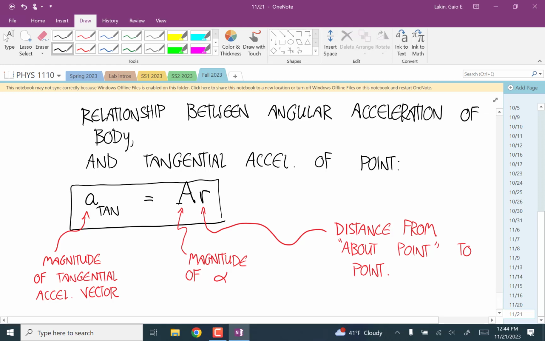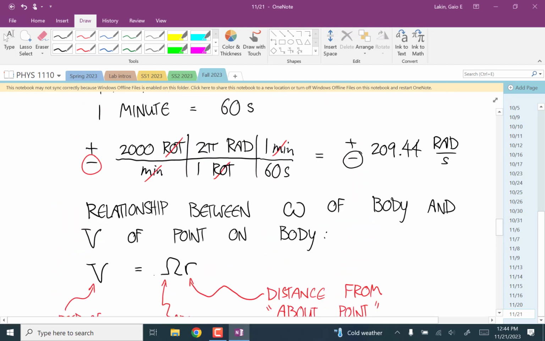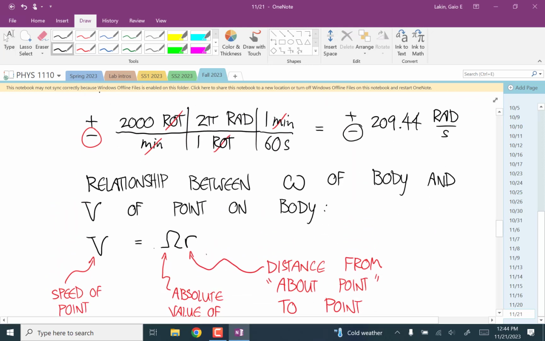That's easy to remember because these two have basically the same form. Look at the relationship between the tangential acceleration and the angular acceleration, and then look at the relationship between the speed and the angular velocity. It's just the angular quantity times r in both cases.